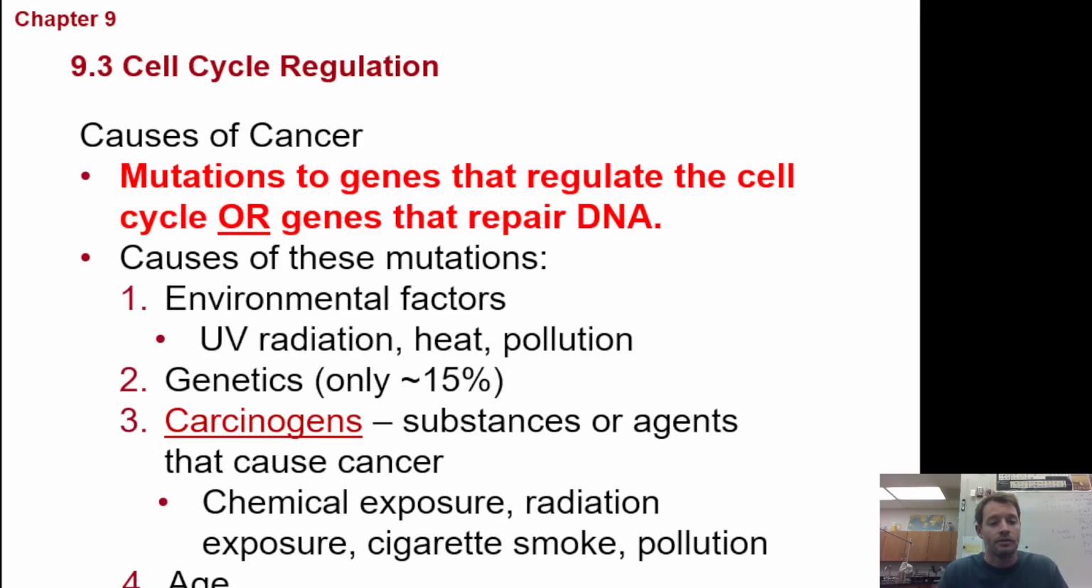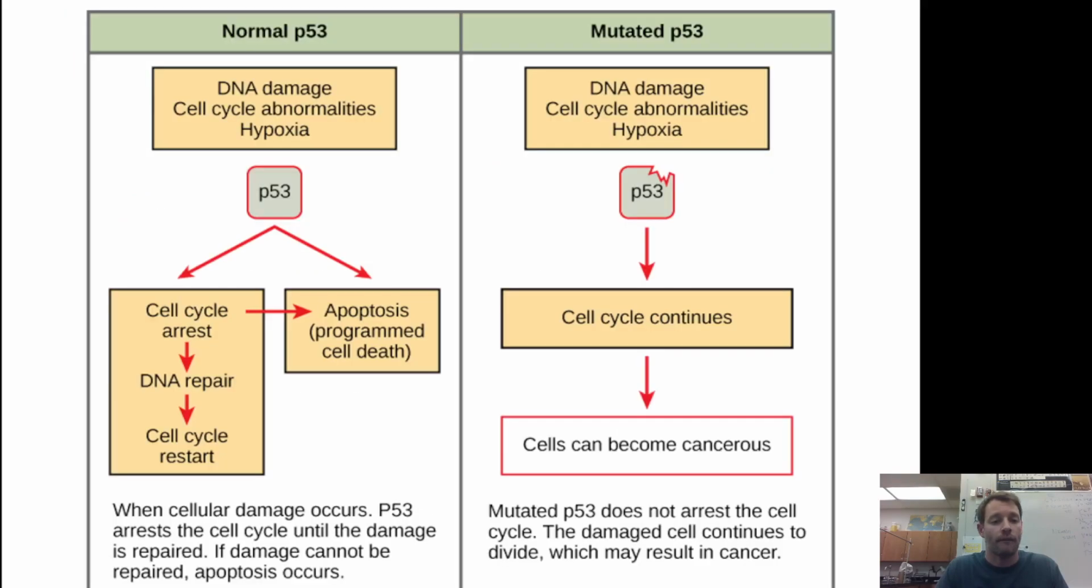Another way that cancer can be caused is through carcinogens. This is when you have a substance or an agent that causes cancer, whether this is chemical exposure, radiation exposure, cigarette smoke, pollution. These are all considered carcinogens. So carcinogen means to generate cancer. And then age can also be a big contributor to cancer as well.